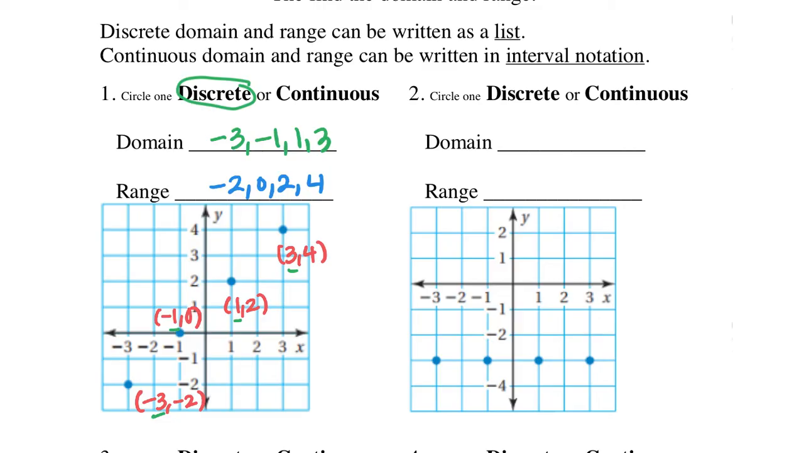Okay, pause the video and then try number 2. Unpause it when you're ready to check your answers. Okay, number 2 is also a discrete function. The domain is -3, -1, 1, and 3, and you can use the curly brackets on it if you would like. You can also omit them if you prefer. The range is -3, and I only write it once because we exclude repeats.